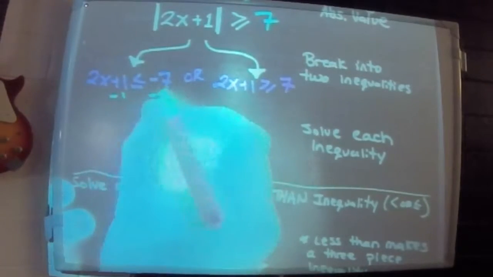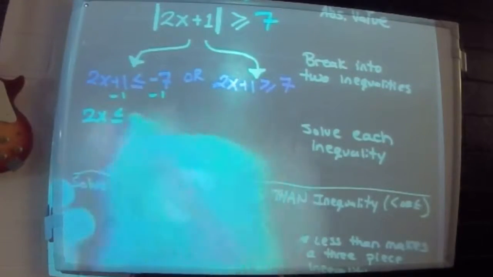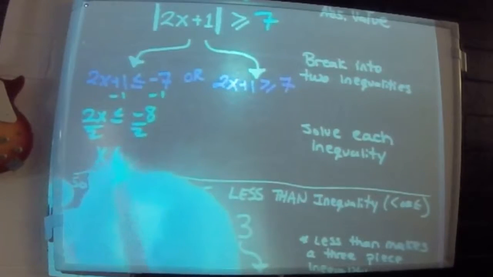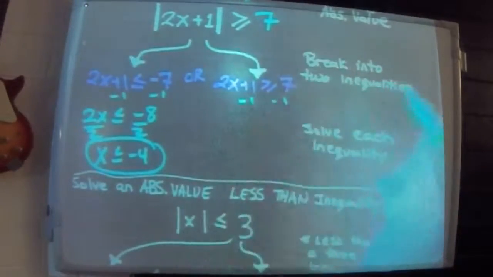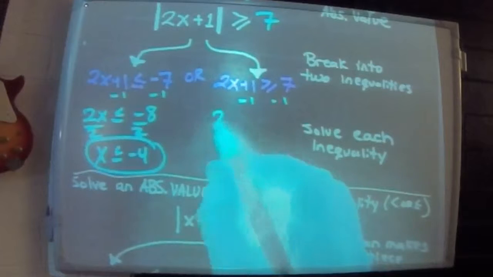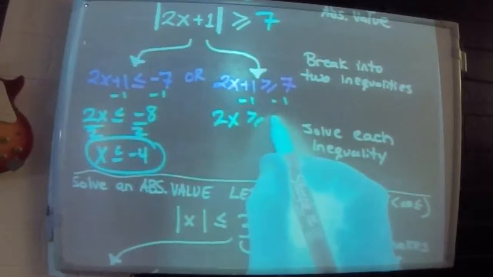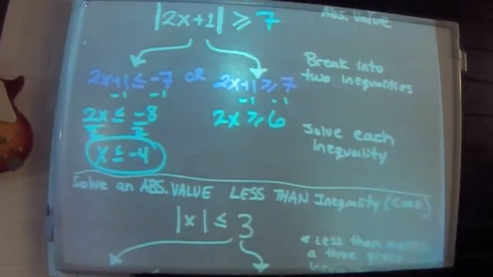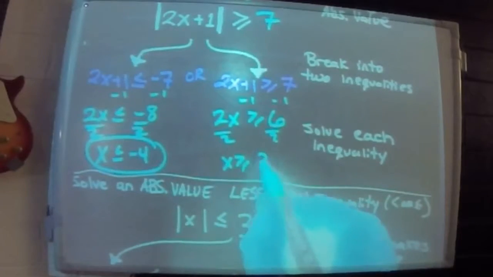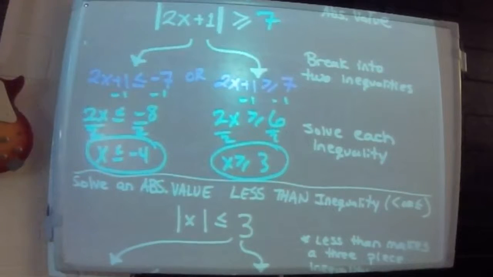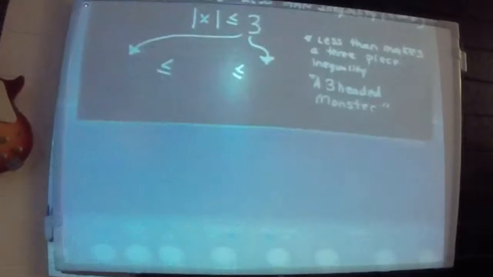All right, the one on the left, minus 1, 2x is less than or equal to negative 8. And x is less than or equal to negative 4. Minus 1, 2x is greater than or equal to 6. Divided by 2, x is greater than or equal to 3. So that's how we do a greater than problem.